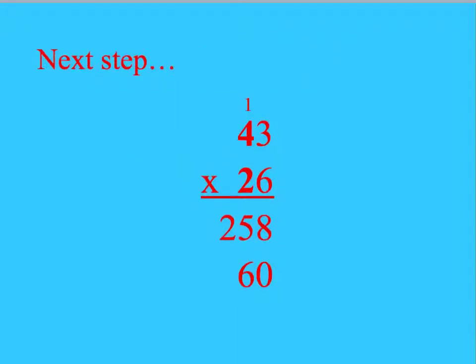So next we're going to multiply our 2 times our 4. And remember that 2 is representing 2 tens and our 4 is representing 4 tens. So when we do 2 times 4 and get 8, that's going to go in our hundreds place, because if we were to do 40 times 20, we would get 800. Not just 8, but 800.